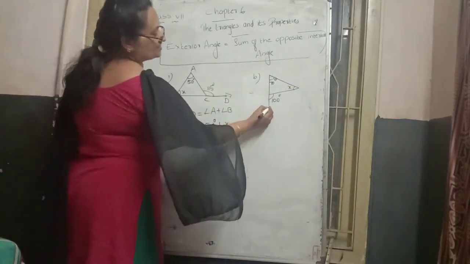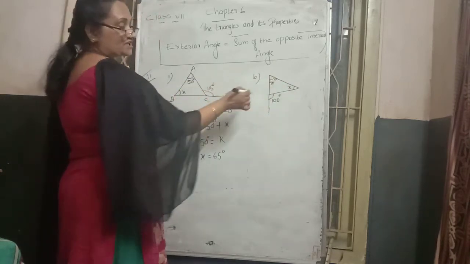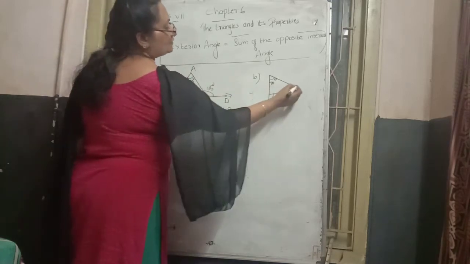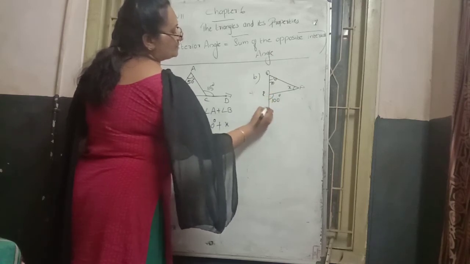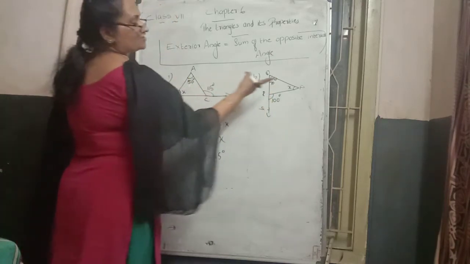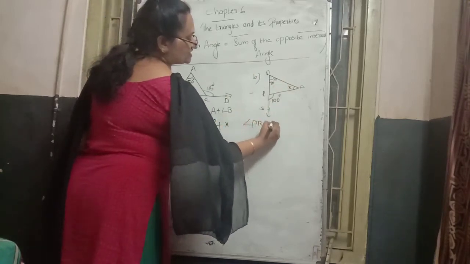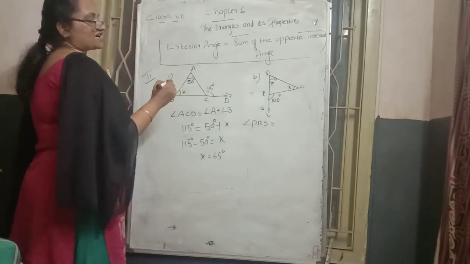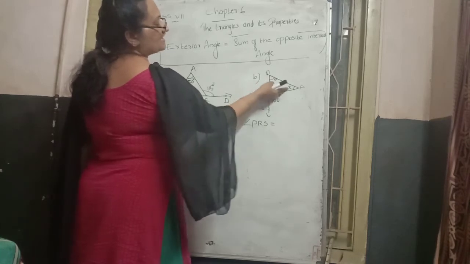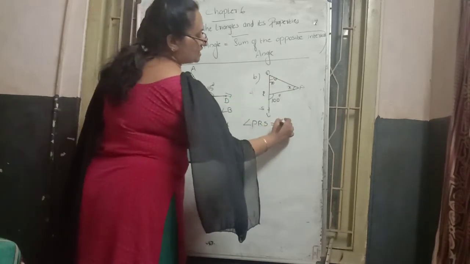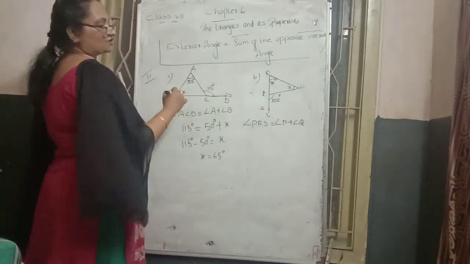See, which is the exterior part in this triangle? This side is extended outside. That's why they call it the exterior part. For identification, mark the vertices P, Q, R, and this point S. So which is our exterior angle? PRS is our exterior angle. The rule says that the exterior angle, that is angle PRS, is equal to the sum of the opposite interior angles with respect to vertex R. P and Q are the opposite interior angles. So angle P plus angle Q.